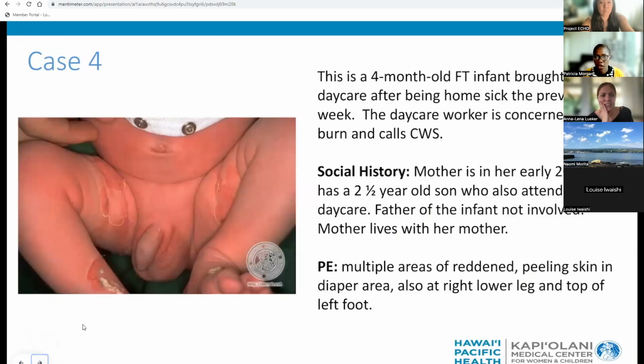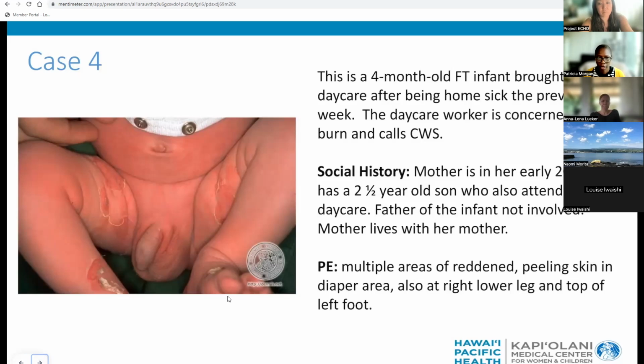I'm going to move on to case number 4. So this is a 4-month-old full-term infant brought to daycare after being home sick the previous week. The daycare worker is concerned for burns and calls CWS. The mom is in her early 20s. There's a 2.5-year-old son who also attends the daycare. The father of the infant is not involved, and the mother lives with her own mother. So it's a mother, maternal grandmother, and the 2 children.